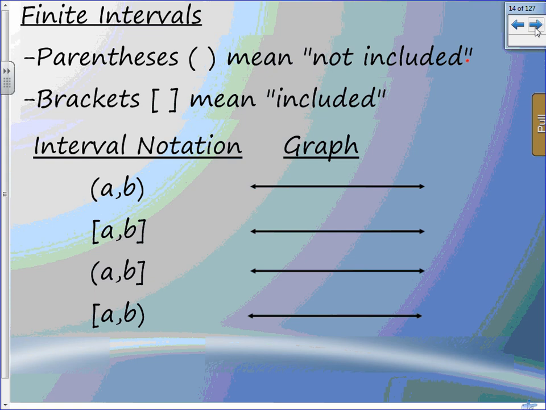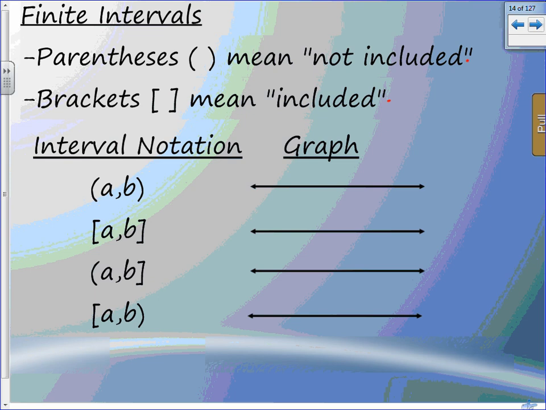Whereas if I say I'm going to have at least 30 points this season, that means I could have 30 or 31 or 32 or 33. That means 30 is included in the amount. And so to show not included, you would use parentheses. And to show included, you would use brackets.